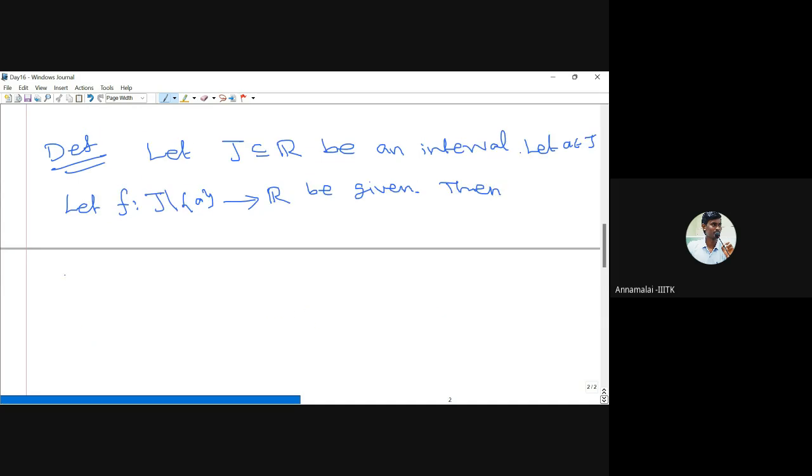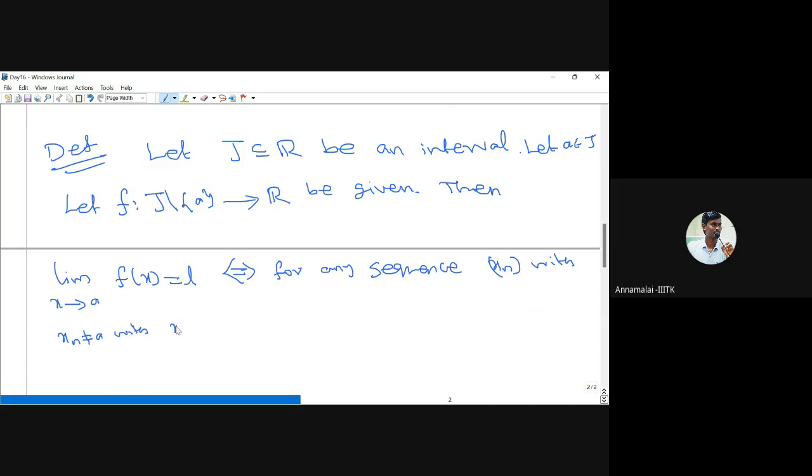We say the limit as x tends to A of f of x equals L if and only if, for any sequence in the domain, with xn not equal to A, but xn converges to A, that is, any sequence xn converging to A where none of the terms are A, then f of xn converges to L.